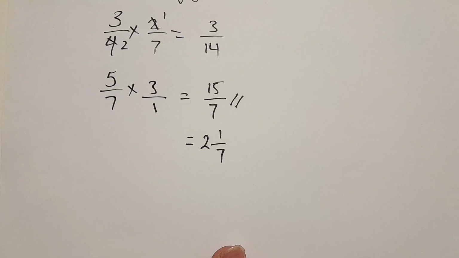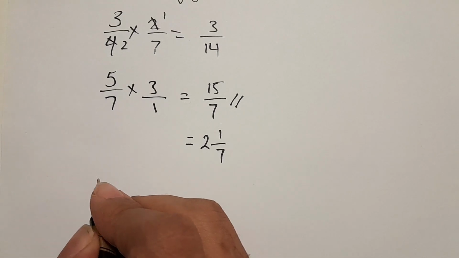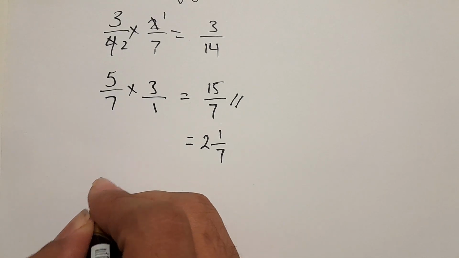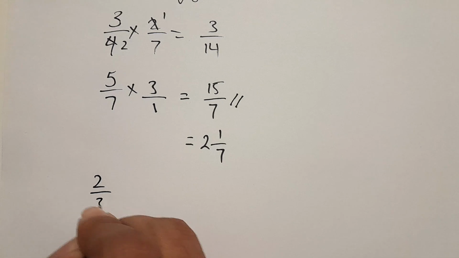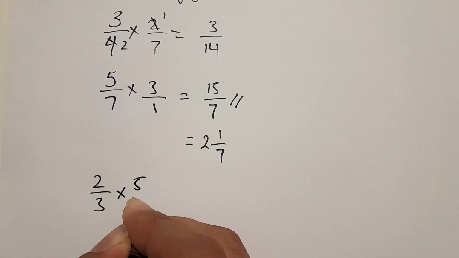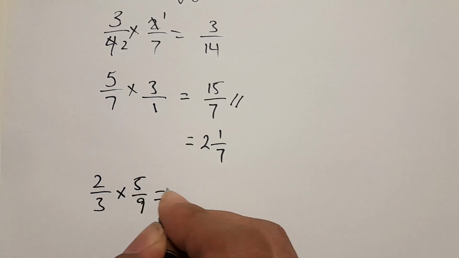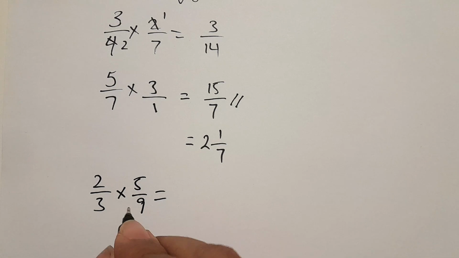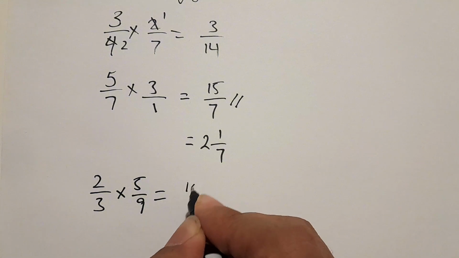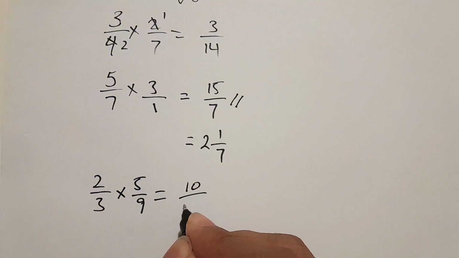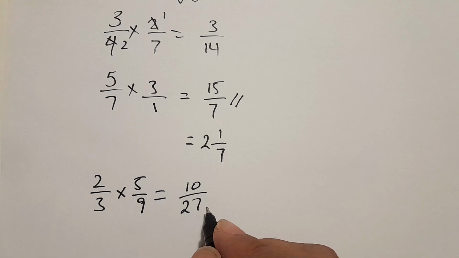And the third type of question is 2 over 3 multiplied by 5 over 9. So what we will do is, here 9 cannot be divisible by 2 and 5 cannot be divisible by 3. So 2 fives are 10 and 3 nines are 27. So this is the least divisible number that can be done.